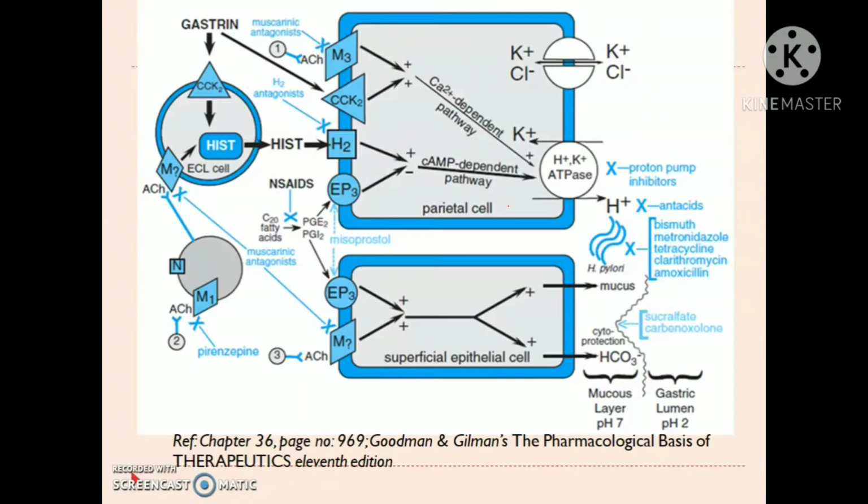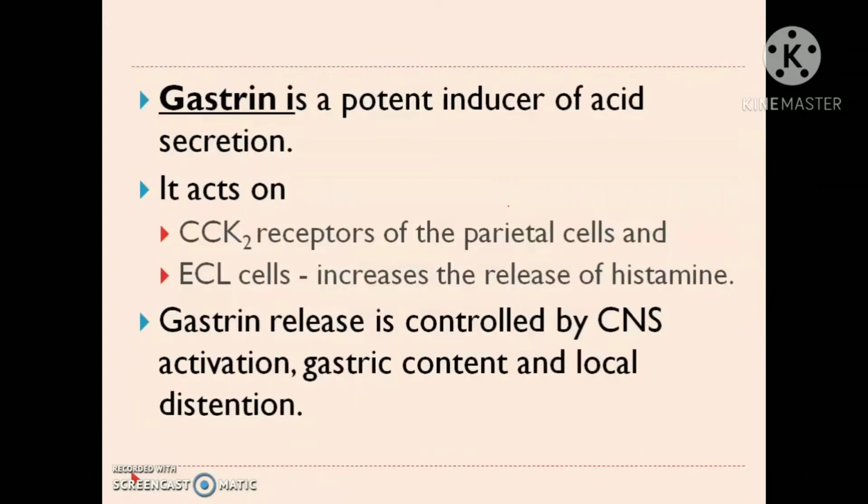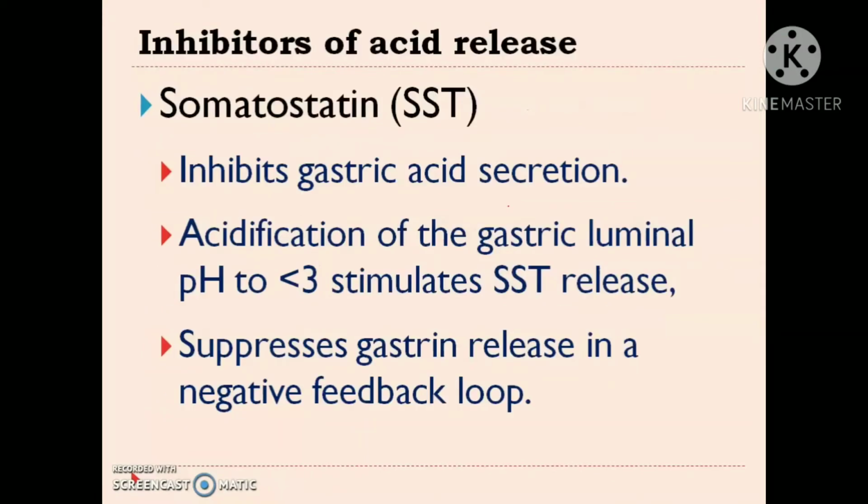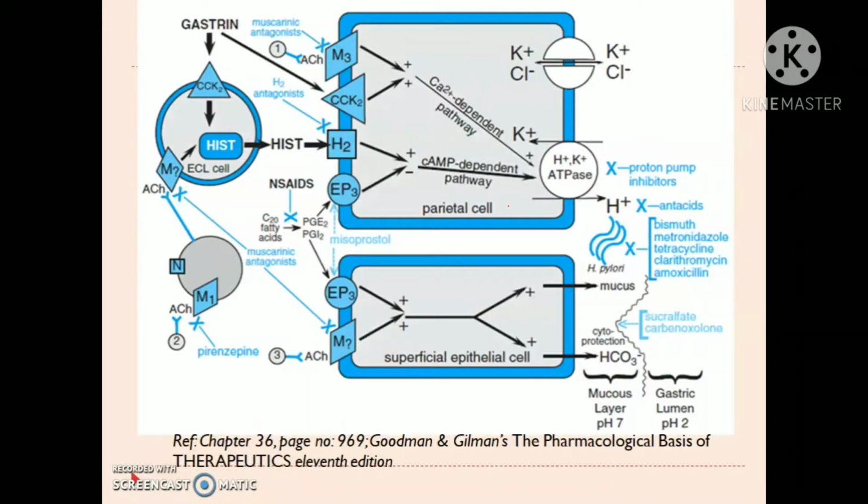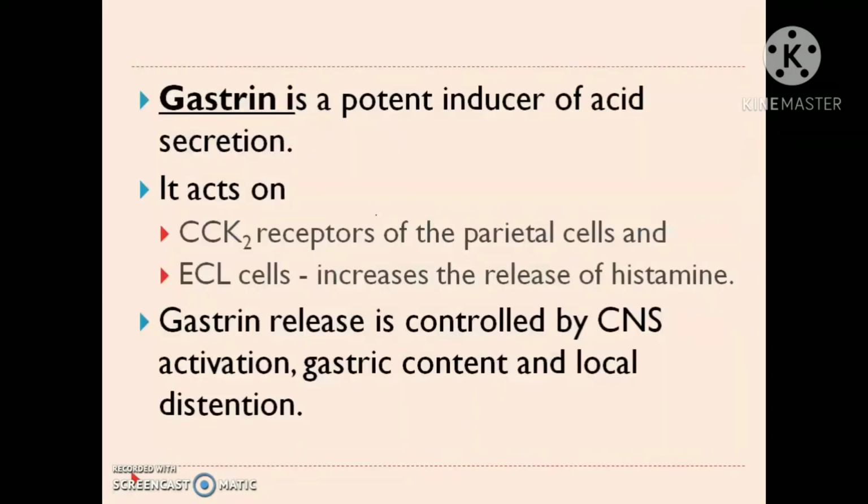Then the third system that controls acid secretion is the endocrine system, or the gastrin released from the G cells of the gastric antrum. This gastrin is a potent inducer of gastric acid secretion. They act on the CCK2 receptors present on the parietal cells as well as on the endochromaffin-like cells. When they act on the endochromaffin-like cells, they increase the release of histamine, and histamine in turn causes the increase in secretion of acid.